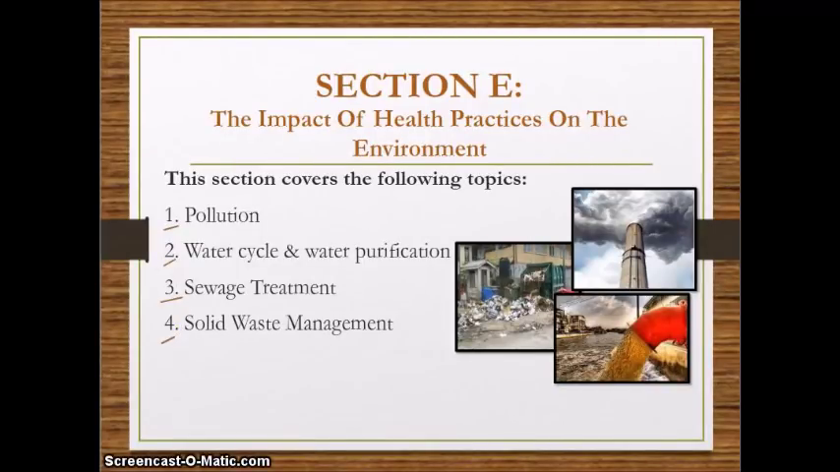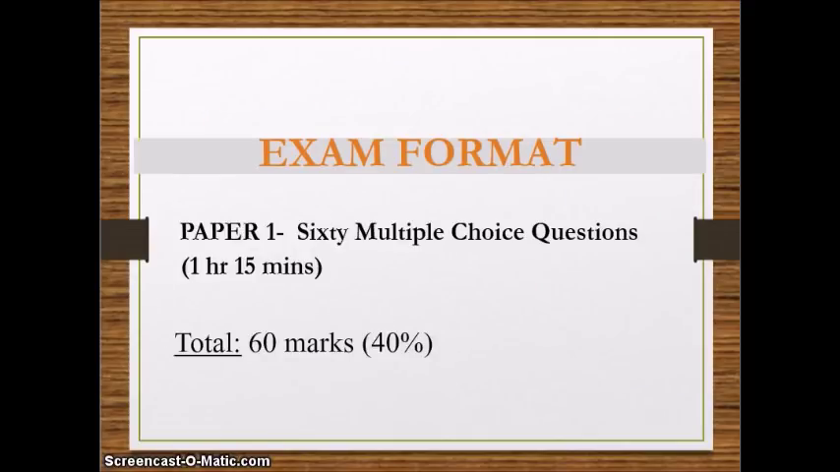So now that I've covered the syllabus outline, I'm going to move on to look quickly at the exam format. So the first paper, paper 1, consists of 60 multiple choice questions, and that would be done within 1 hour and 15 minutes. So that is worth 60 marks, which would be 40% of your overall grade.